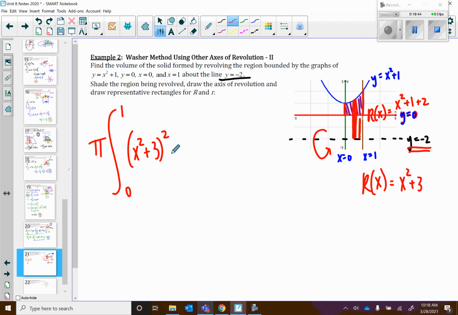Big radius squared minus the little radius squared. So in this case, our little radius is this distance right here, which is a distance of 2. And so our little radius squared would be 2 squared, which is 4. And this is all with respect to x. If you would like to evaluate that by hand, you definitely could. Otherwise, take some time, type it into your calculator. I got 36 pi over 5.